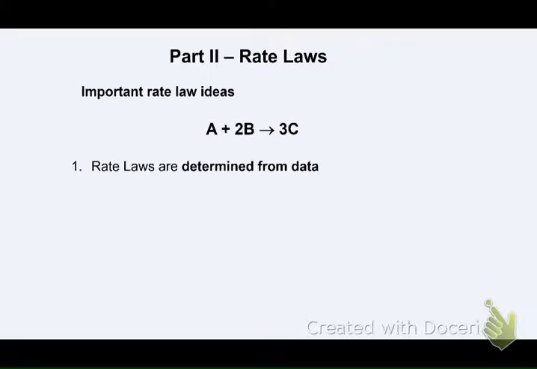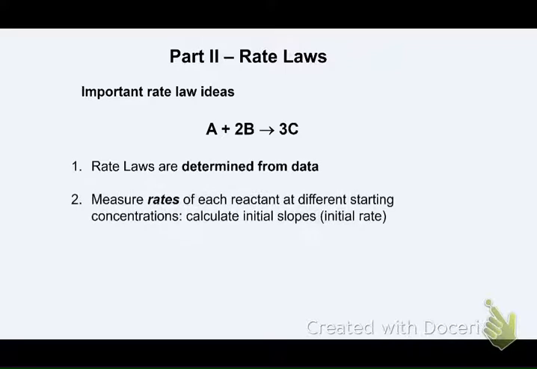Okay. Some important ideas about rate laws. We always have to figure it out from data. It's not based on the stoichiometric coefficients. Okay. Always based on data. Just to give you a quick idea how it's done: you change the concentration, you see how the rate changes, and that tells you what the order is. It tells you what the X and the Y's are, or what the M's and the N's are, as you'll see later.